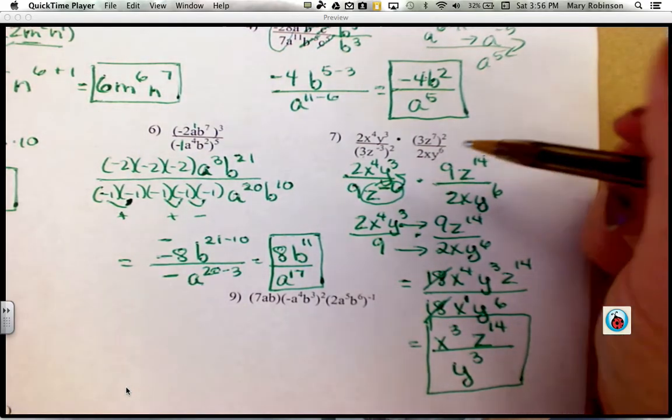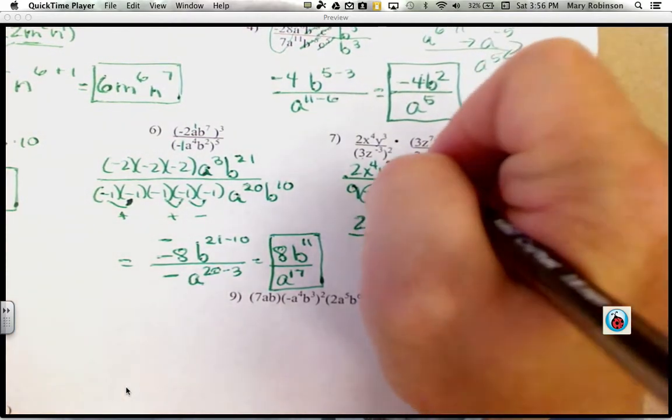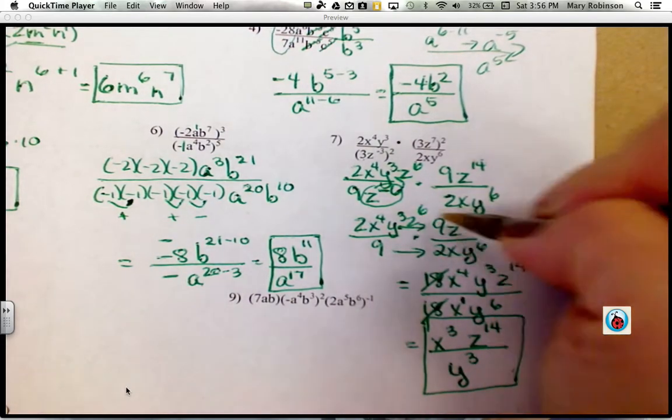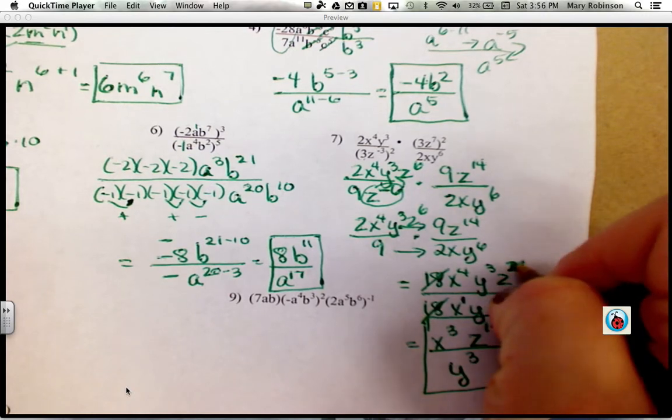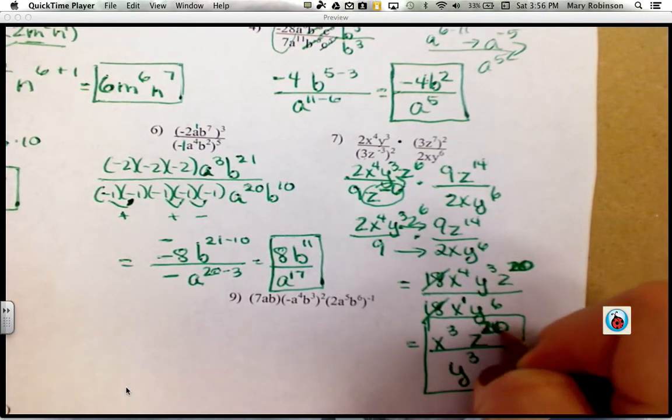I think I forgot z to the 6th, didn't I? I did. When I rewrote it, I forgot z to the 6th. I apologize. So actually, z to the 6th times z to the 14th, I should have z to the 20th here. I'm sorry. And that will carry over in my final answer as well.